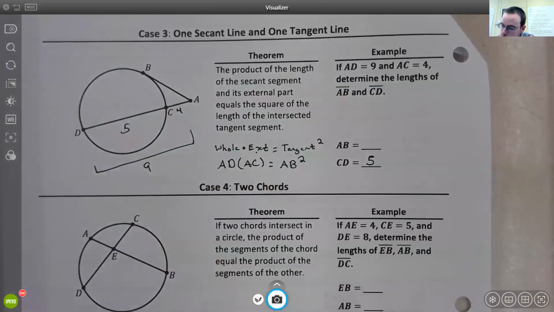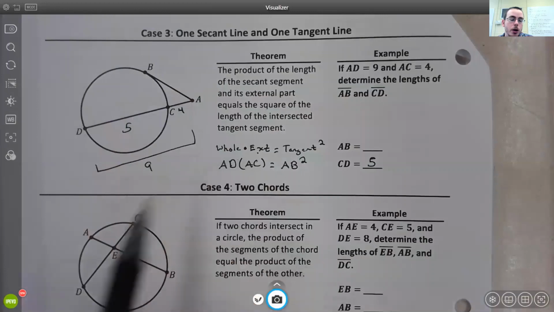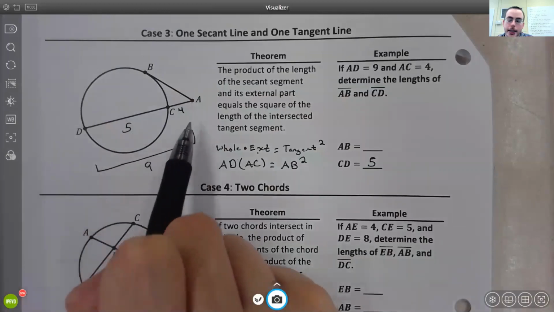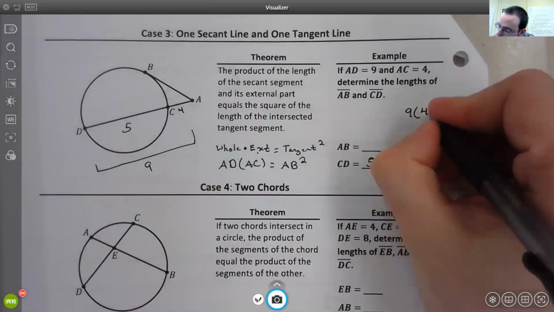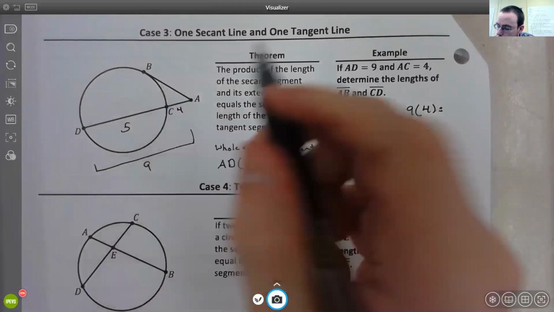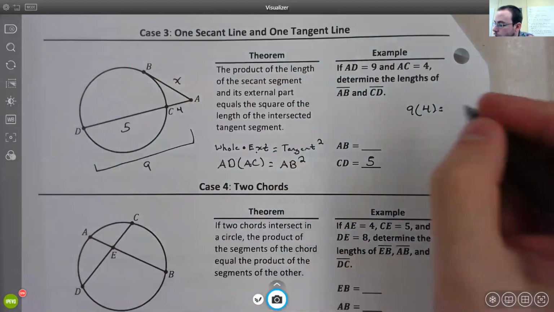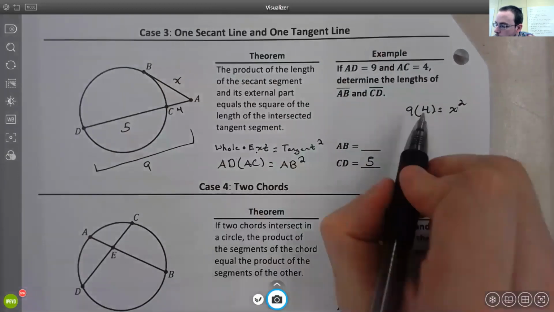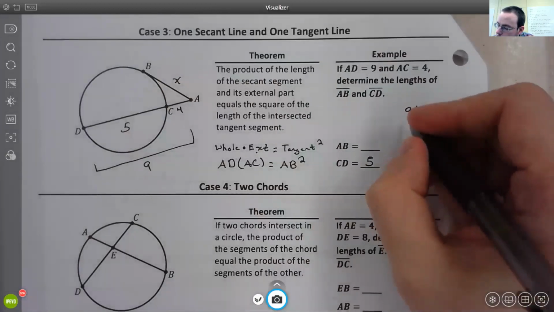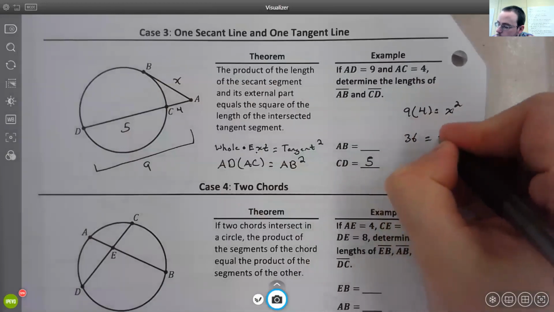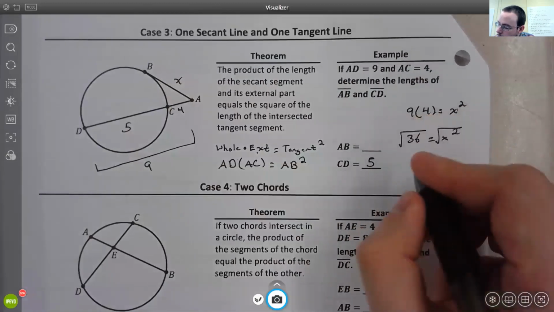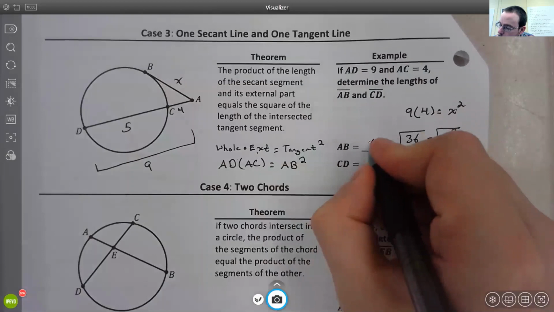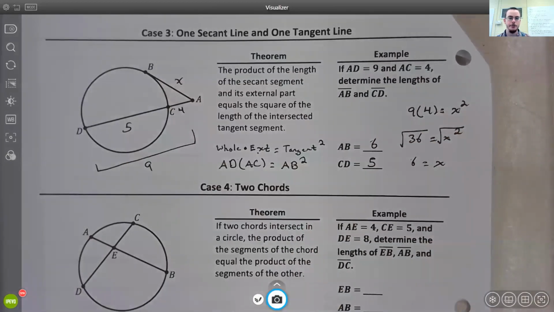All right. And then to determine the length of our tangent, which would be AB, we need to use our formula. So whole times external, our whole thing of the secant is 9 times the external part, which is 4, is equal to the tangent squared. We don't know what our tangent is, so we just have x squared. 9 times 4 is 36. We're squaring the x, so to get rid of that square, we need to square root it, and we get 6 is equal to x, which is what AB is.